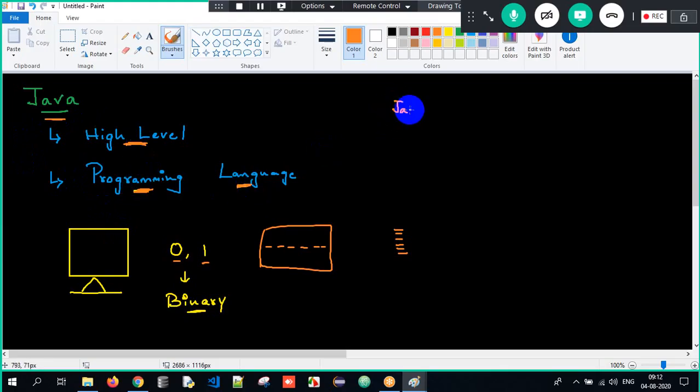Do we have only Java? No. I have Python, C, C++, JavaScript, Ruby, C Sharp, so many languages here. But why Java? Because it has a few advantages. What are those advantages? We shall try to understand in the coming session.